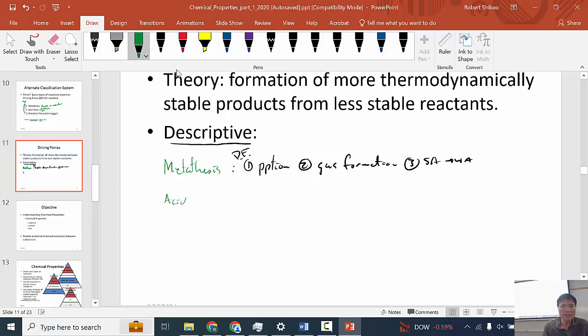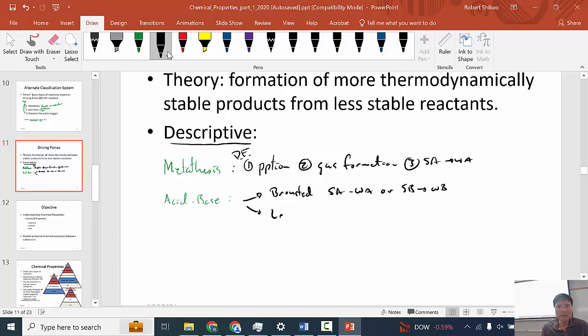For acid-base, it depends on what type of acid-base reaction we're looking at. For Bronsted, it's SA to WA or SB, stronger base to weaker base. That goes for metathesis as well. We could look at the base. But for Lewis, it's more complicated.